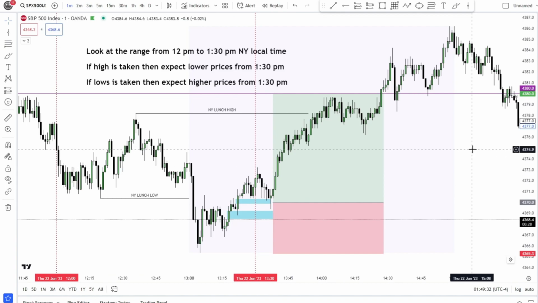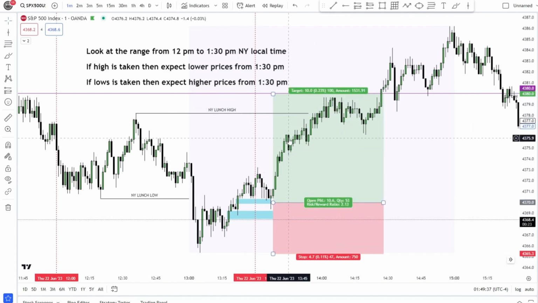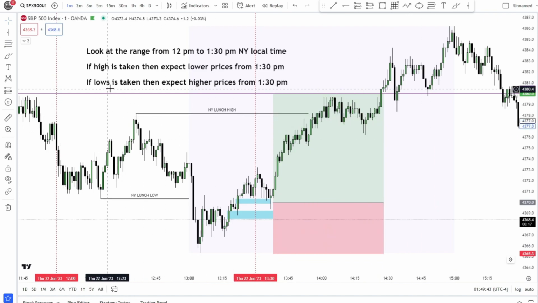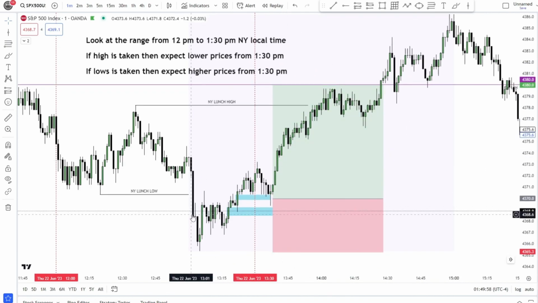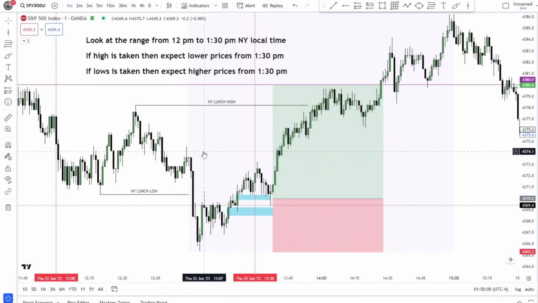After this, you'll look for lows or highs to be taken out, and if you see a low or a high taken out in this area here, then you can expect the opposite way that the price will deliver to. So if a high gets taken out first, then we'll expect lower prices from 1:30 p.m. where the macro starts, and if lows are taken out, then expect higher prices from 1:30 p.m. So as you can see here, this is how I took the trade, and I'll just explain it live now.